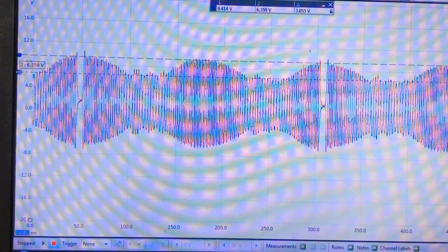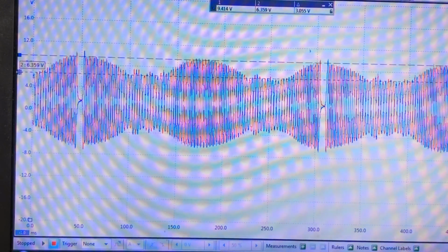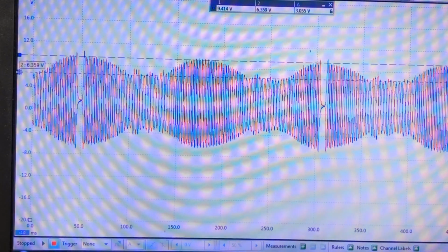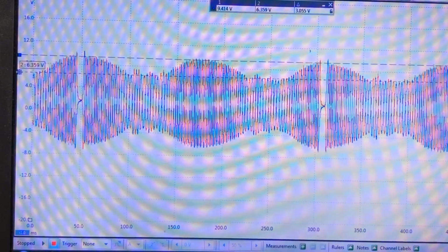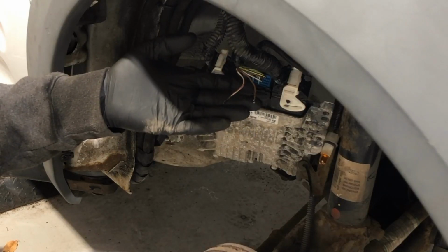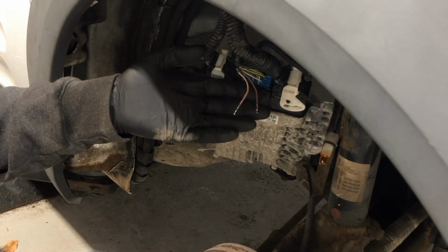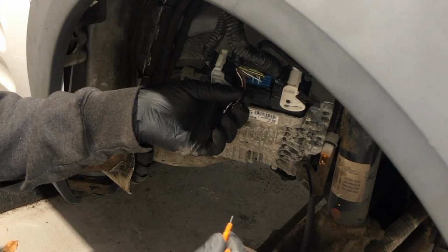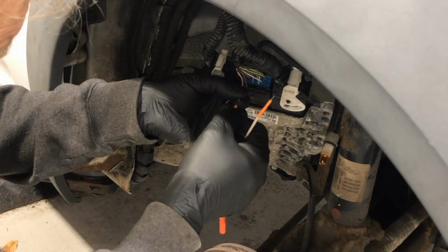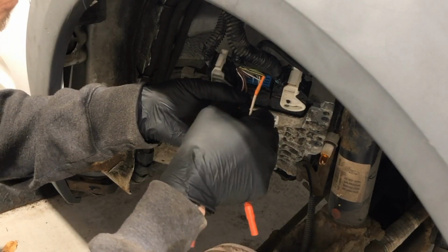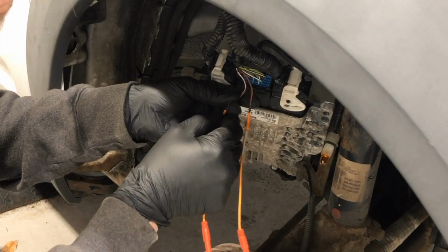So next thing I'm going to do is depin the plug from the ECU, just to make sure I haven't got a connection issue with the ECU, and do the same test again. I've depinned the 2 crank sensor wires, and I've got breakout pins which are the same size as the ECU pins. I'm just going to put them into there.